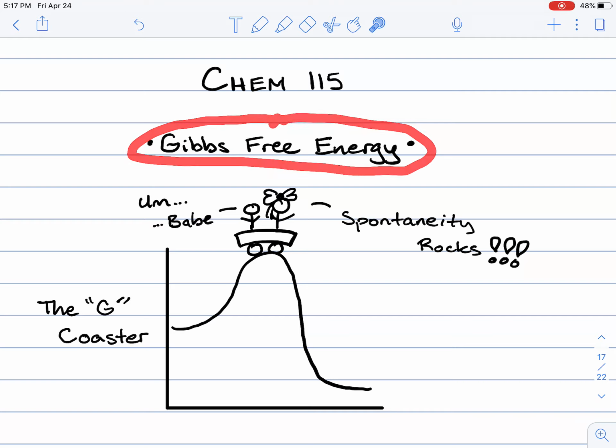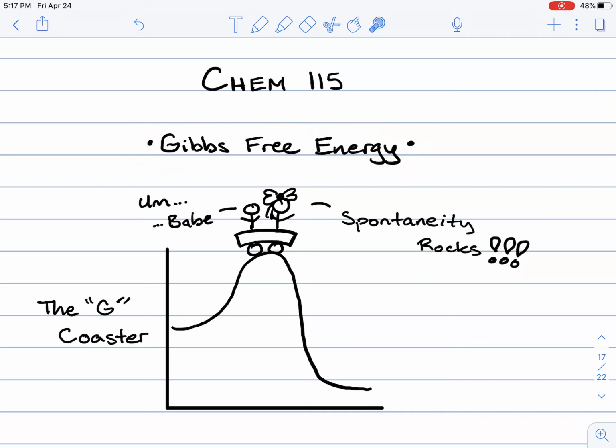And so the Gibbs Free Energy can be abbreviated as capital G. What the Gibbs Free Energy does is give us a quantitative perspective to evaluate whether or not a chemical reaction is going to be spontaneous or non-spontaneous in the forward or reverse direction.